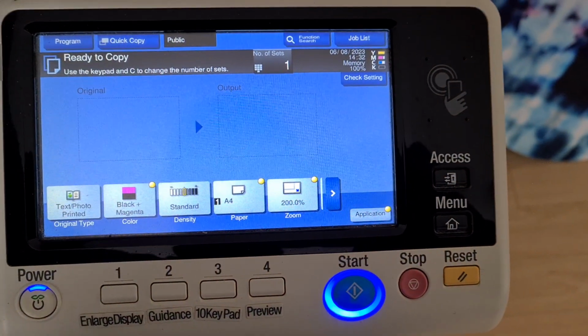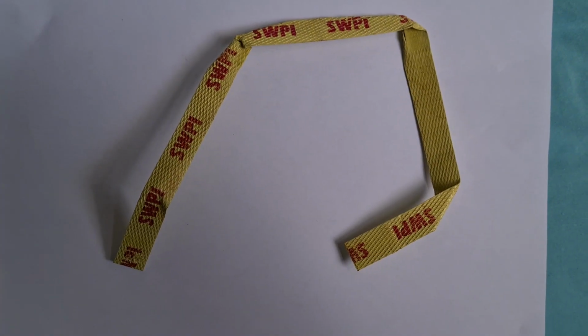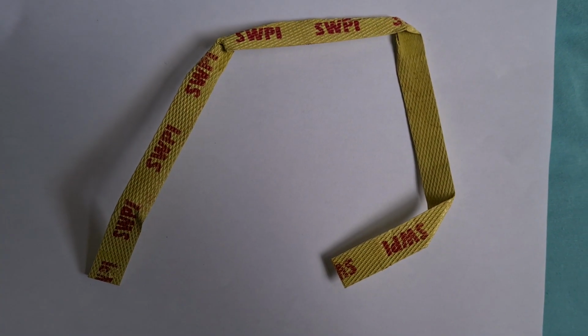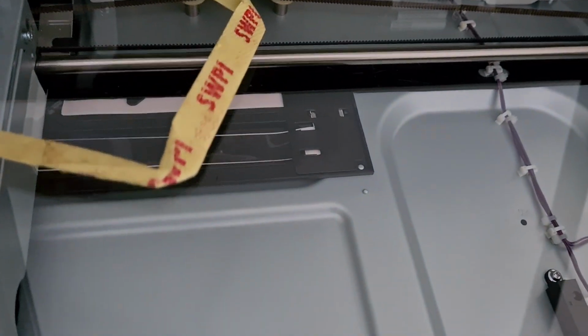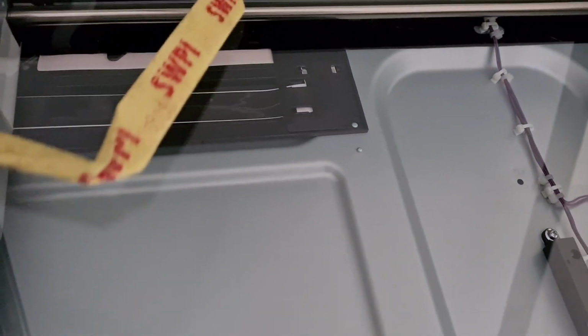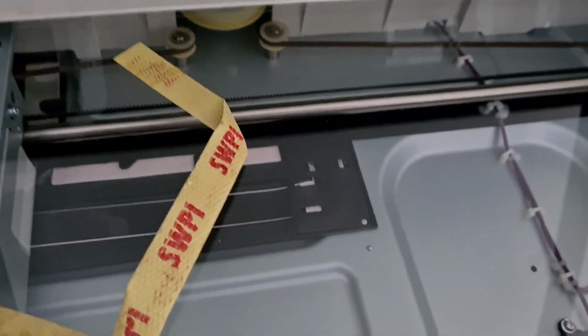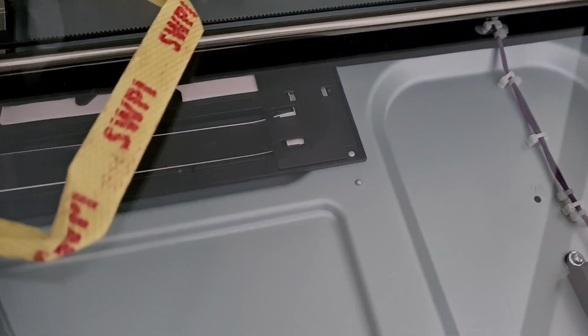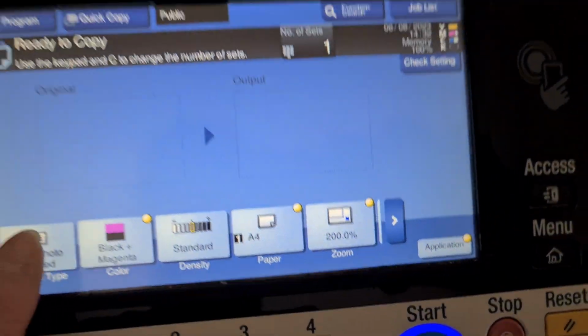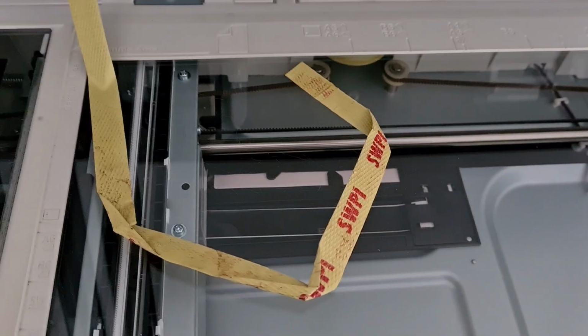Okay, let's see what we have here. Piece of strapping, which says SWPI, whatever that's supposed to mean. I don't know what it means. It's an interesting piece that I'm thinking I'm going to utilize, even though it looks like it's going to be a pain in the ass, to be honest, folks, to be quite brutally frank with you folks. I don't know how I'm gonna make this piece work.